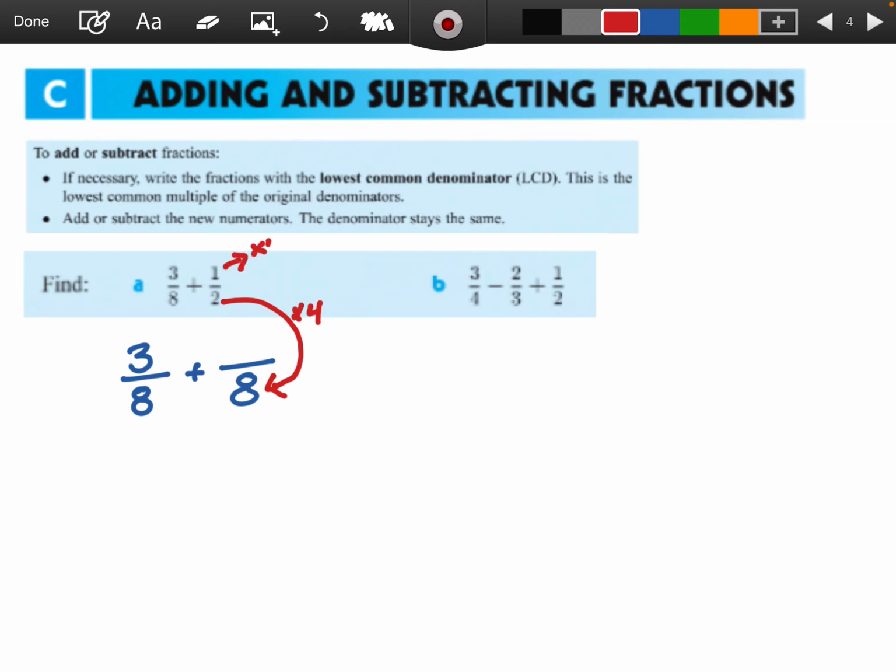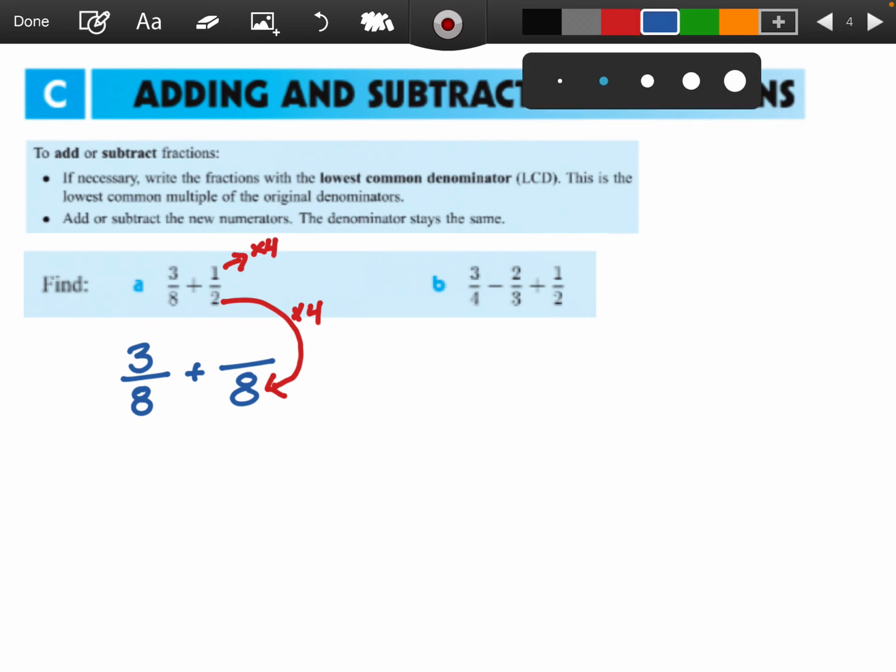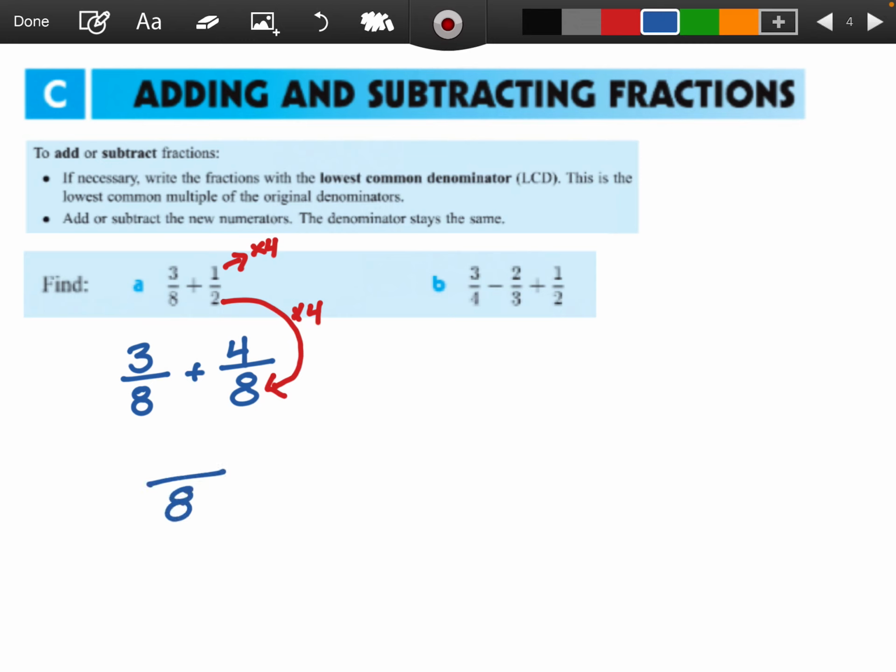Therefore, I must do the exact same thing to the numerator. So my original numerator was 1. I'm going to multiply that by 4, and that's going to give me a new numerator of 4 over 8. So 1/2 and 4/8 are equal fractions. Then once I've established my common denominator, my denominator will stay the same. I will add my numerators, 3 plus 4, to give me a final answer of 7 over 8. Great. Let's look at the next example.